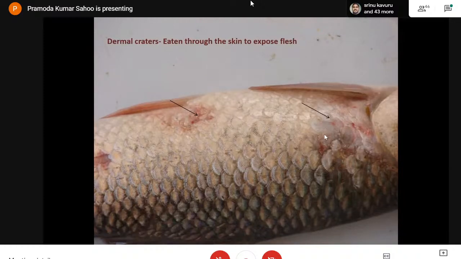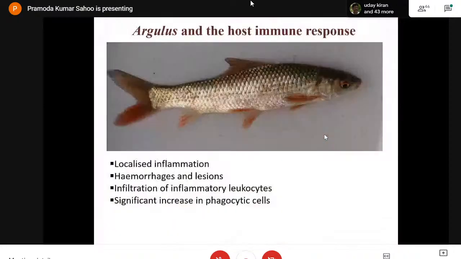It will expose the fish to secondary invaders like bacteria or other kinds of parasites, because it not only causes injury, it also suppresses the immune system of the fish. I am not going into all those details of how their immune system is modulated, we have done a lot of work on this. Once it is attached, at the site of attachment, it causes inflammation. Inflammation means swelling.